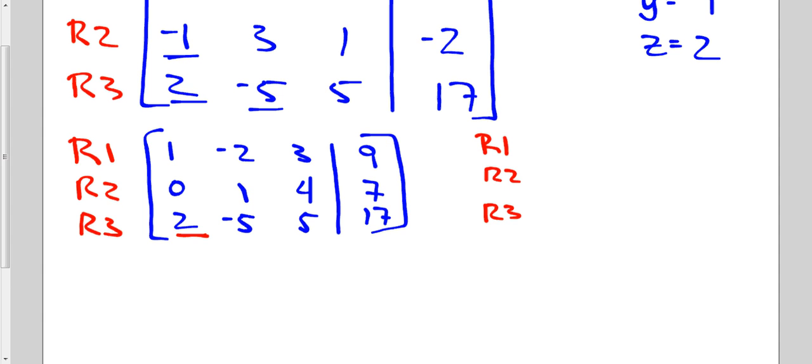Okay. So I take row 1. Negative 2 times 1 is negative 2. Plus 2 gets me playing with row 3 now, right? Should I just write row 1 and row 2 out?